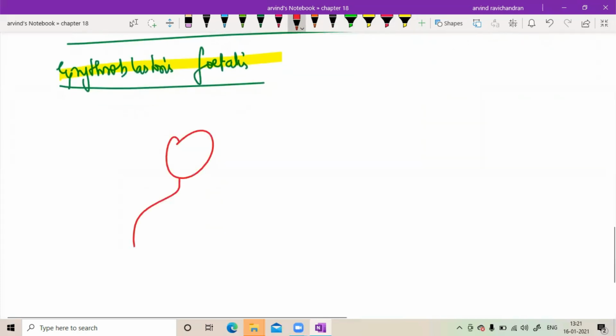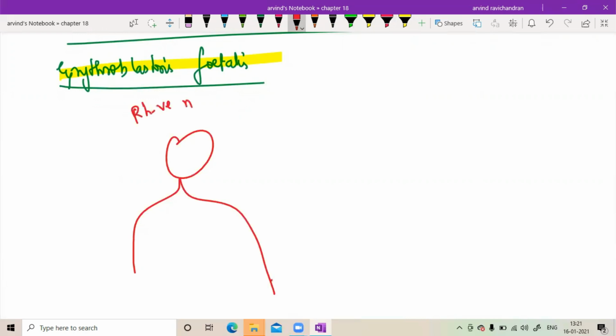Now, I've got an Rh negative mother. Just imagine an Rh negative mother. Which means what? This Rh negative mother has no materials available for production of Rh antibodies.